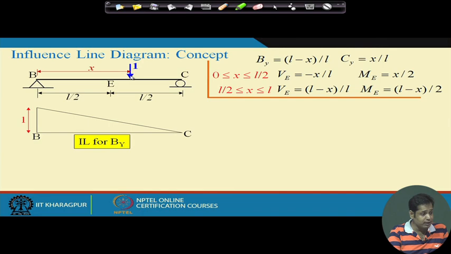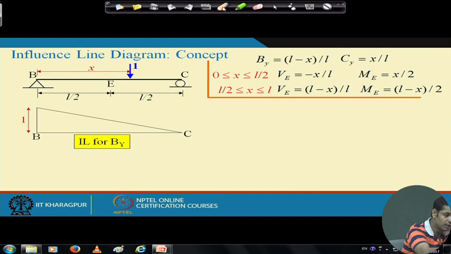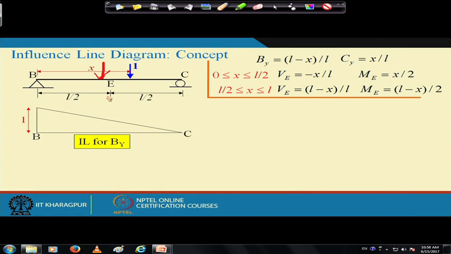For instance, if we apply the load at B, then x is equal to 0, and your reaction will be 1. If we apply this load at C, then the reaction at B will be 0. And if we apply the load at any intermediate point between B and C, the reaction B y will be this. For any intermediate location of the load, the reaction will be this. This will be B y.